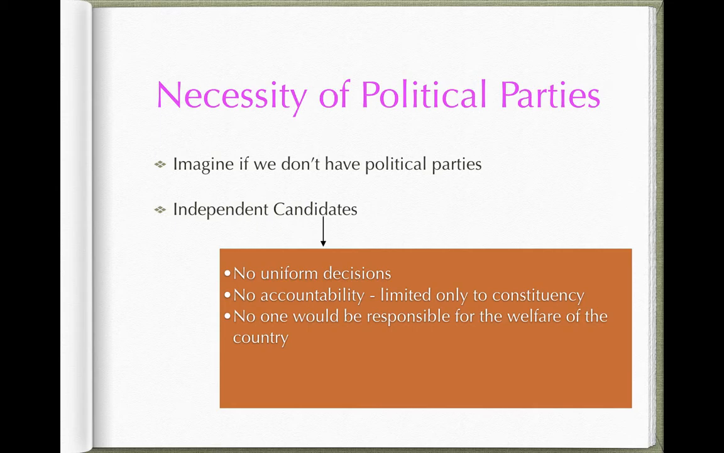be nothing uniform or there will be no common thread between all the country. Okay, so no one will be responsible for running the whole country, for the administration of the whole country, for the benefit or the development of the whole country. Okay, so this is what happens when we don't have political parties. There are many problems that we will face if we do not have political parties, thus in a democracy political parties are very very important.